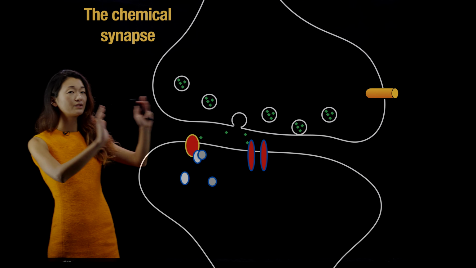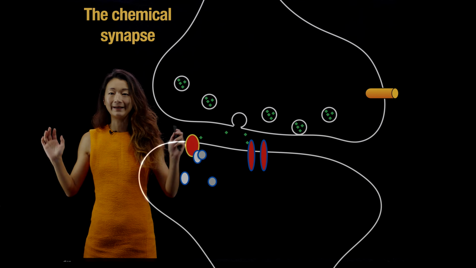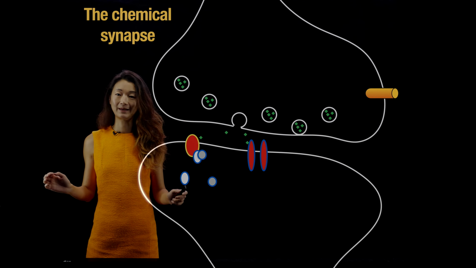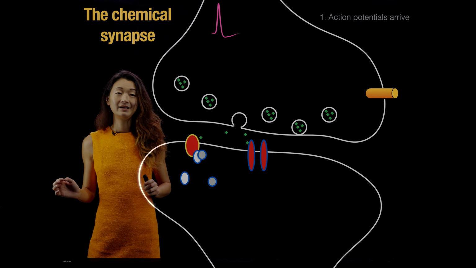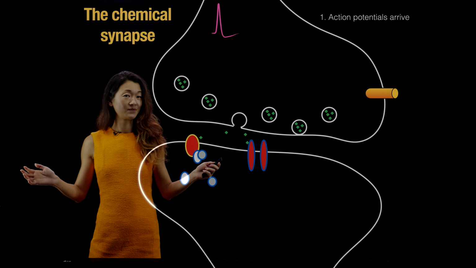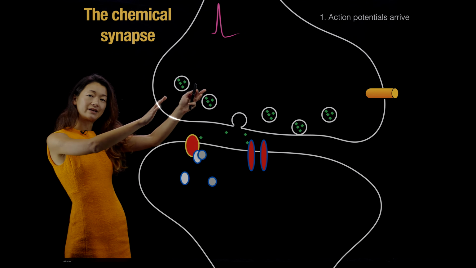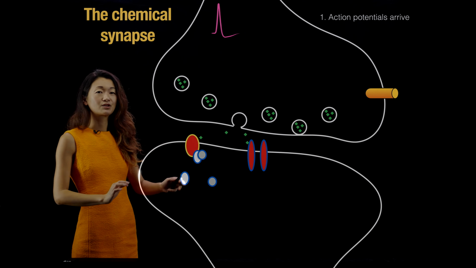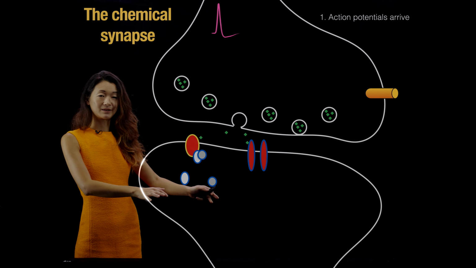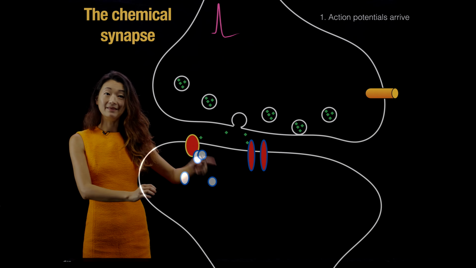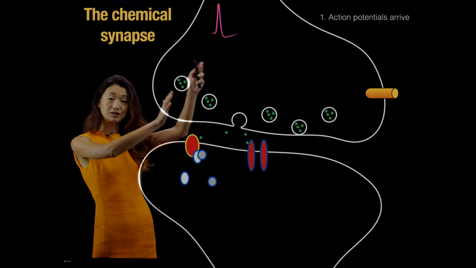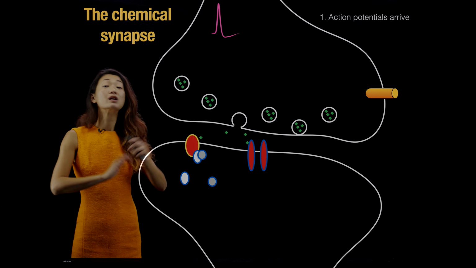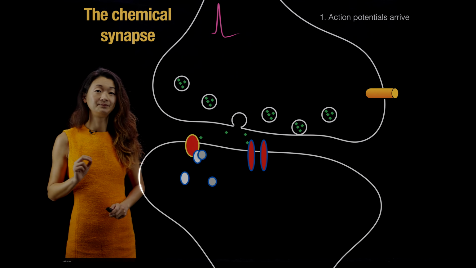And so I'm going to go through the steps of what's going to happen when an action potential arrives at the chemical synapse. So step one is an action potential arrives. All right, so the presynaptic neuron is now depolarized. So far, nothing is happening yet on the postsynaptic side because these are separate cells and they're electrically isolated. So the action potential on the presynaptic side has no effect on the postsynaptic side just yet.